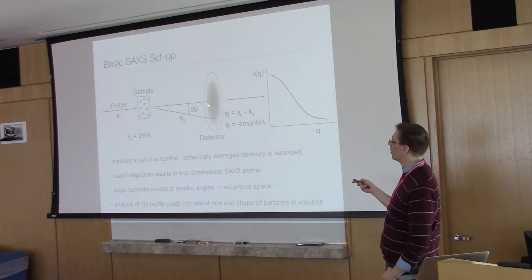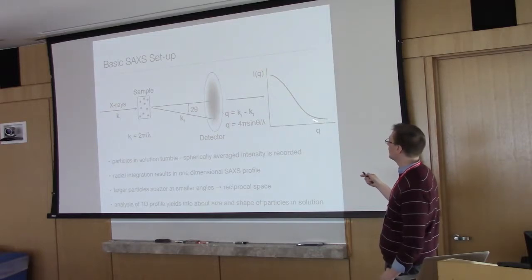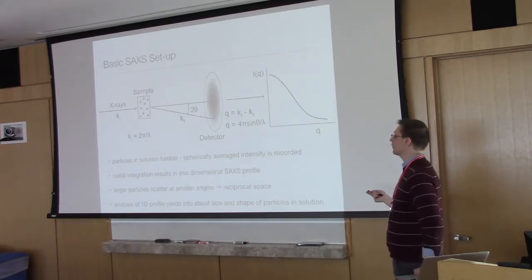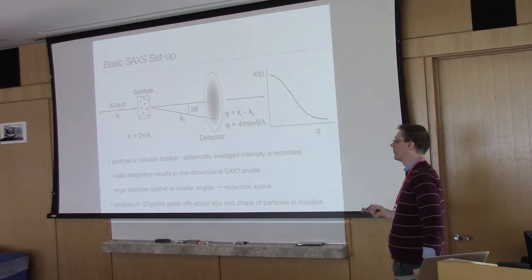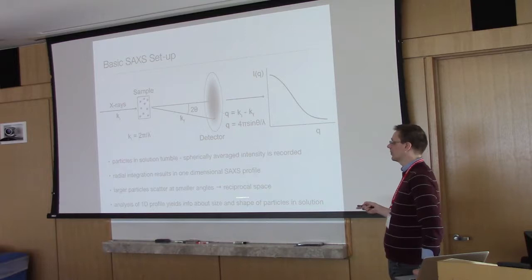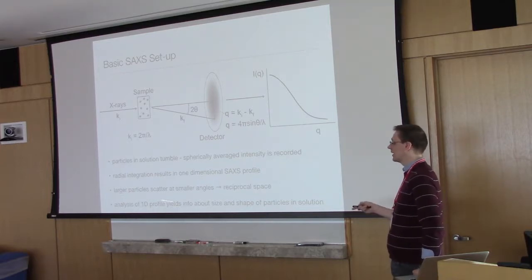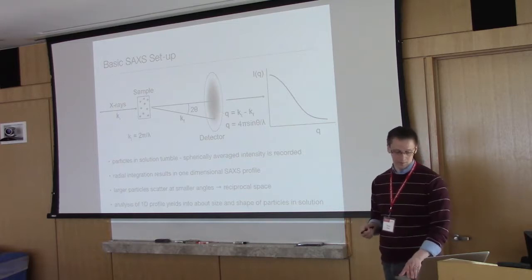And because it's isotropic, we can azimuthally integrate at each different Q vector, and we end up with an intensity profile, a 1D profile of intensity versus Q. And so this can tell us information about our particles. So it's all low resolution information because we're at small angle. Because of that, we can think of this in terms of reciprocal space, that larger particles will scatter at smaller angles and smaller particles will scatter at larger angles. And so we can analyze this profile to yield information about the size and shape of these particles in solution.